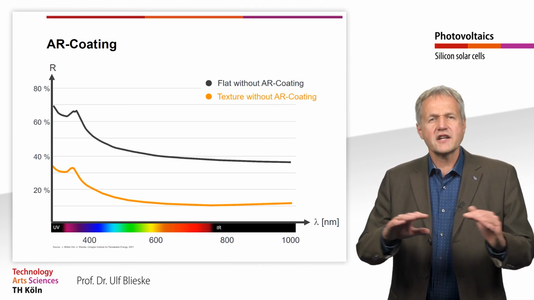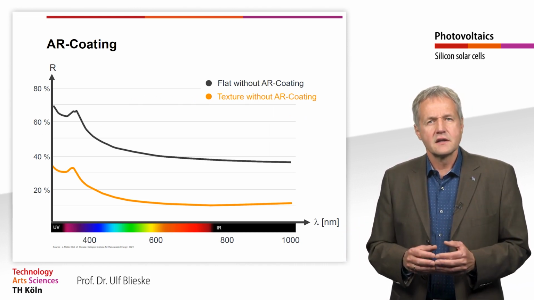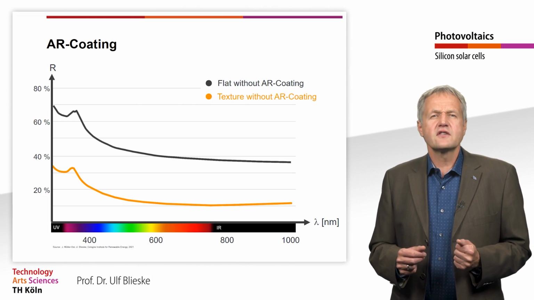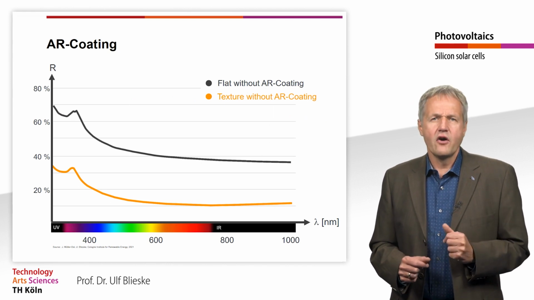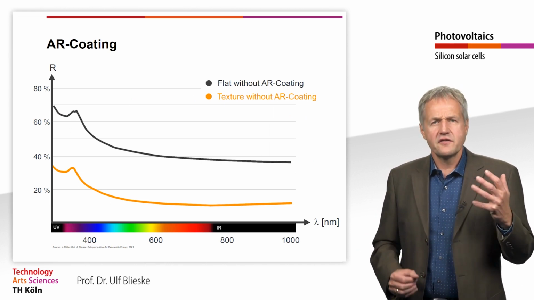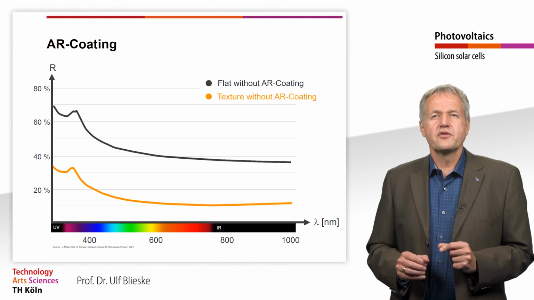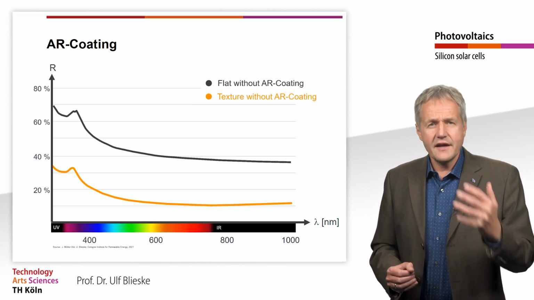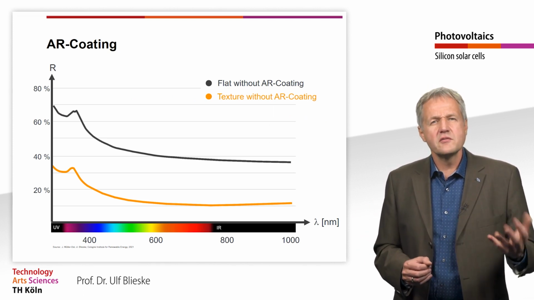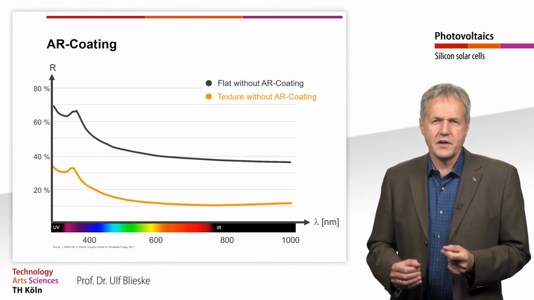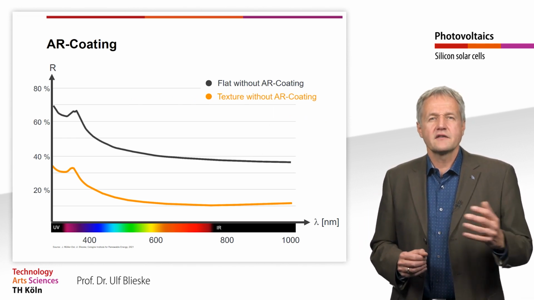Here you can see the reflection of silicon with and without texture, depending on the wavelengths. The texture already reduces the reflection considerably, but not completely. As we have learned, with a suitable refractive index, the reflection for a certain wavelength can be prevented by choosing the right layer thickness. For solar cells, the antireflective layer is optimized for a wavelength of about 600 nanometer, since this is where the radiation maximum of the solar spectrum lies.